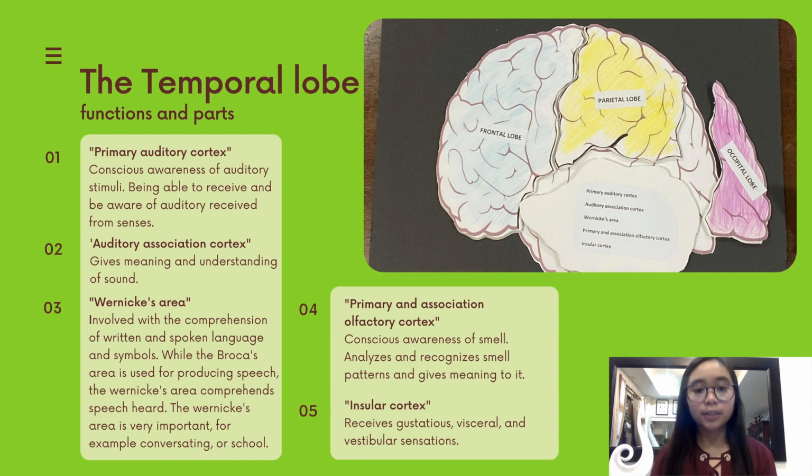It also helps you understand language, retain visual memories, and both process and remember emotions. An important part of the temporal lobe is the Wernicke's area. It is associated with the understanding of both written and spoken language. It is most important in areas that need the most comprehension, like school or work.